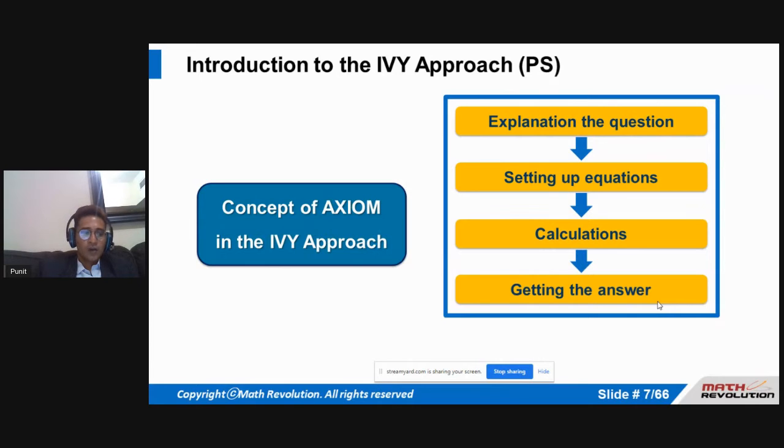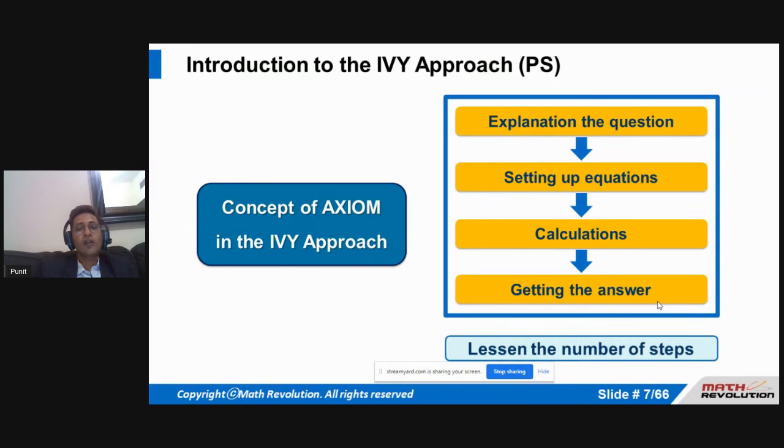Having said that, we have already lessened the number of steps required. So the explanation of the question is done by you. You set up the equations directly because you have the concepts ready with you, and start doing the calculations, perform some operations. Once done, mark your answer. That is it. So let's go ahead with it.